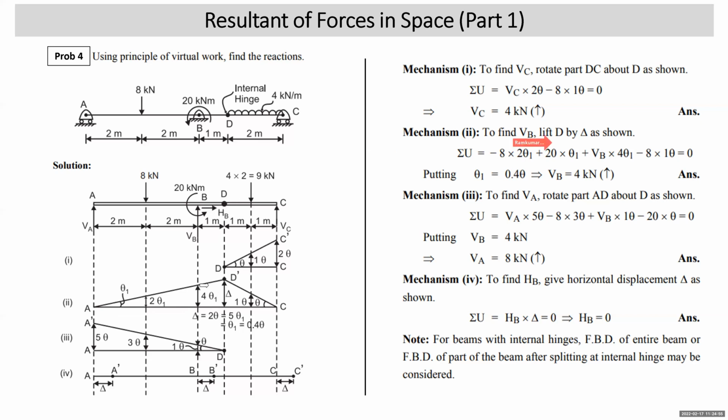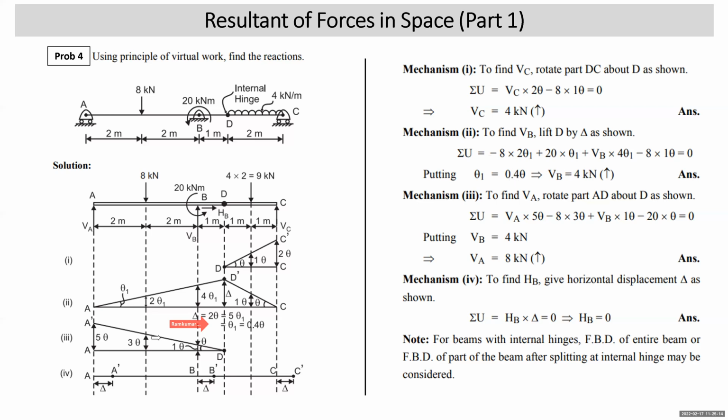Then work done by VB. VB is upward here and displacement is up. VB into 4 theta 1. Minus 8 into 1 theta. You substitute the value of theta 1 as 0.4 theta, which we understood here, relation between theta 1 and theta. And theta gets cancelled from all terms. You get VB as 4.